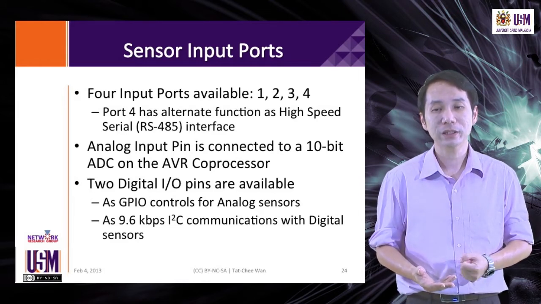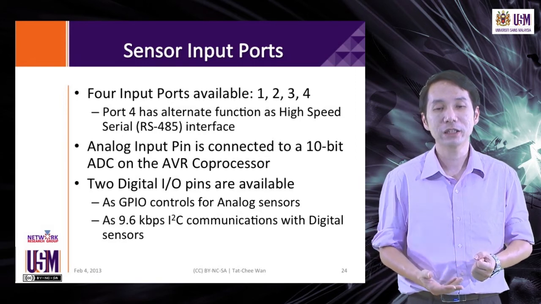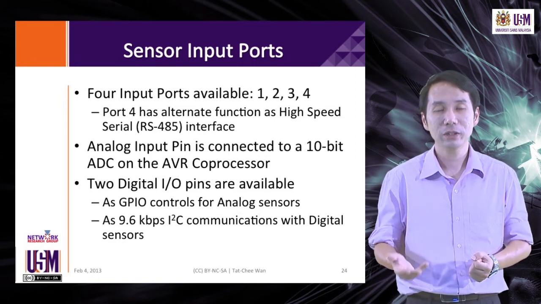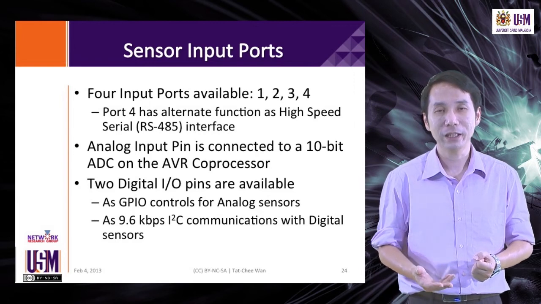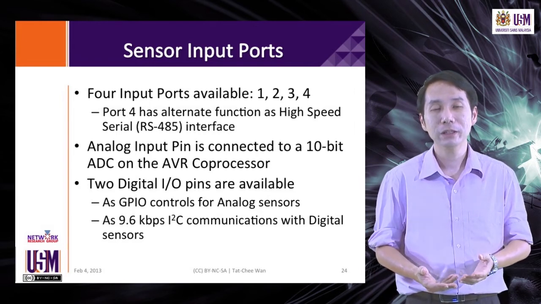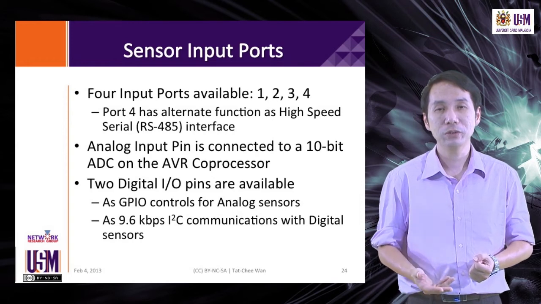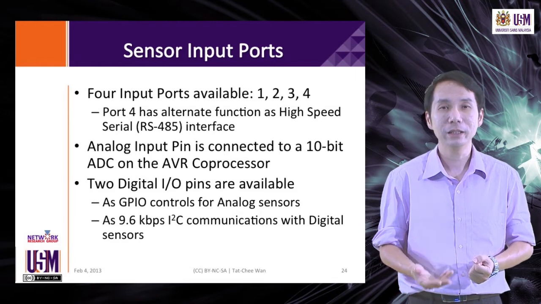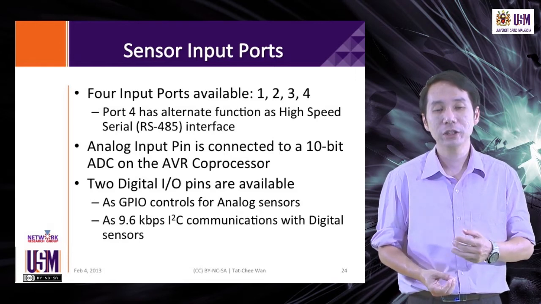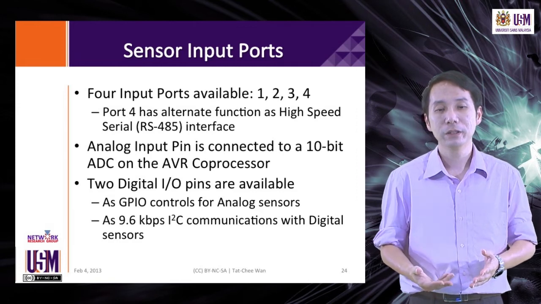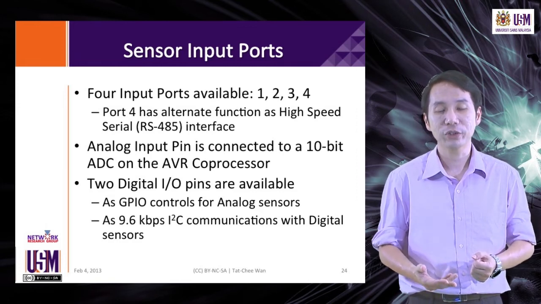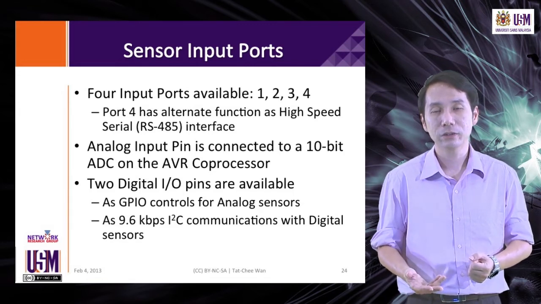The analog input pin is connected to a 10-bit A to D converter on the AVR coprocessor. So it is not read directly by the ARM controller, but instead we have to receive the information through the AVR message transferred between the AVR controller and the ARM processor. In addition, 2 digital I/O pins are available. These are used for GPIO controls for analog sensors, such as the light sensor, where it turns on the LED light to illuminate the scene whose light intensity we are trying to determine.